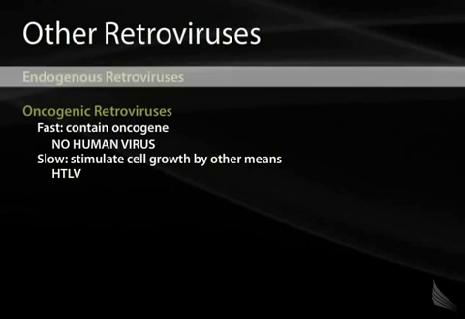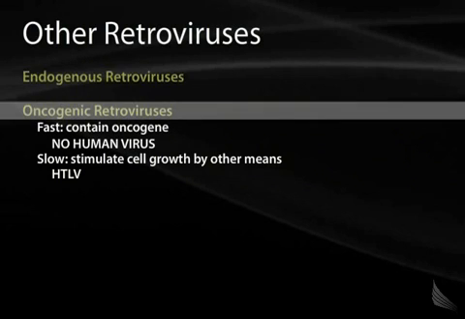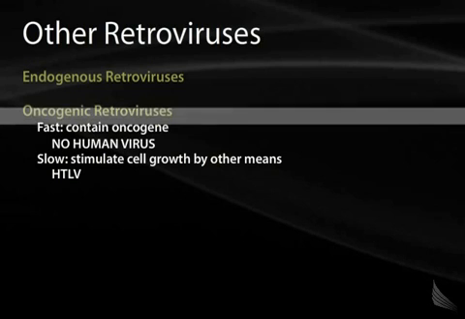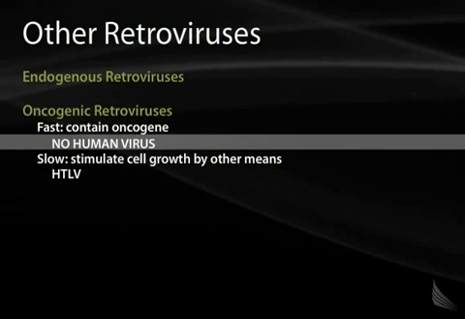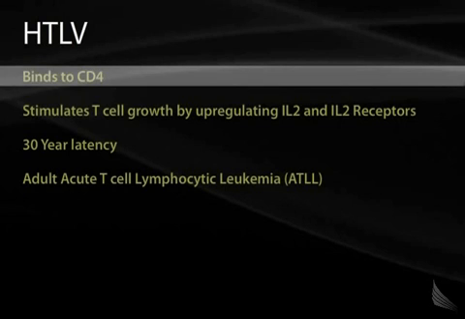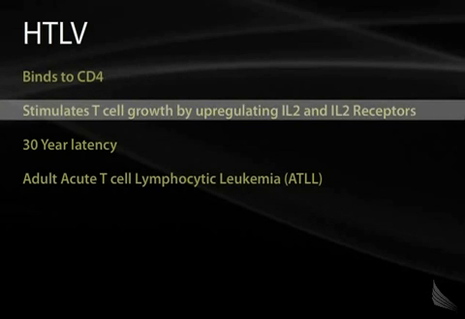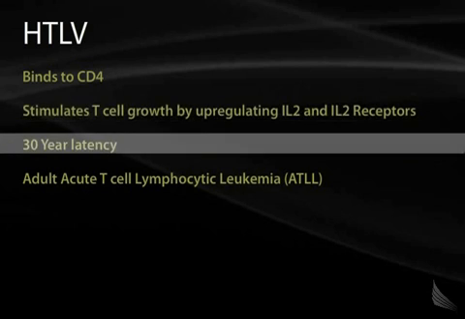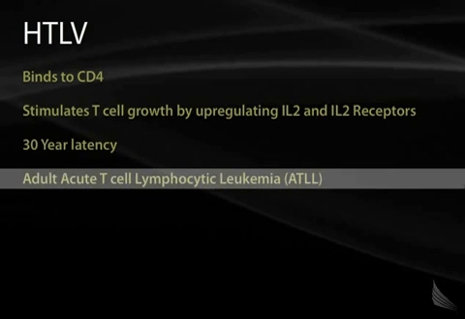Other retroviruses include endogenous retroviruses and oncogenic retroviruses. There are no human fast oncogenic viruses, but HTLV is a slow virus, stimulating growth by other means. HTLV binds to CD4. It stimulates T cell growth by upregulating IL-2 and IL-2 receptors. It takes about 30 years. And it causes adult T cell leukemia, ATLL.